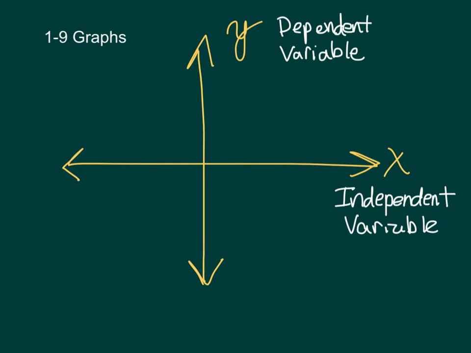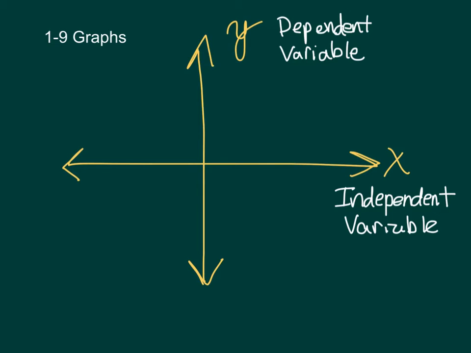Lesson 1-9 is about graphs, and we did some work with graphs on Friday. So this is more of an extension of that, and we're just going to talk about a few things in a little bit more depth. First of all, when we have a coordinate plane, the dependent variable is always graphed on the y-axis, and the independent variable is always graphed on the x-axis.